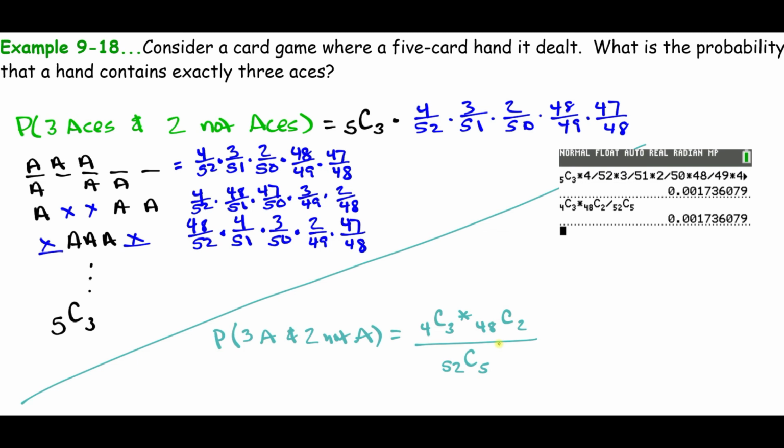Then you can see from the calculator here, we got the same answer with either expression. So it's really just a preference, whatever makes more sense in your head. And we're going to end up with 0.0017 for our answer.